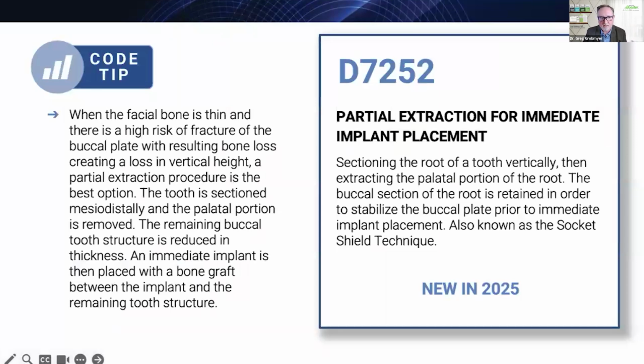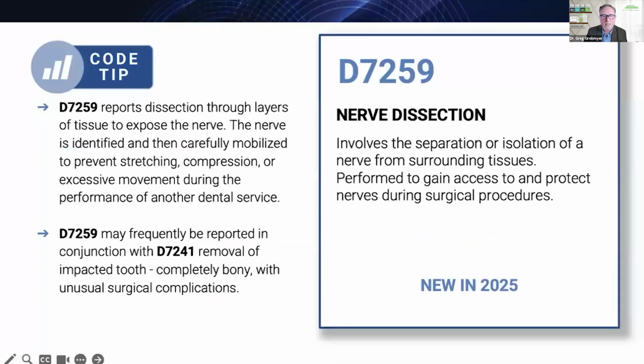Again, D7252, great technique if you are placing anterior implants. I'd put that in your wheelhouse if you need to go take a course on that one. That's pretty cool. All right, next surgical code is nerve dissection.